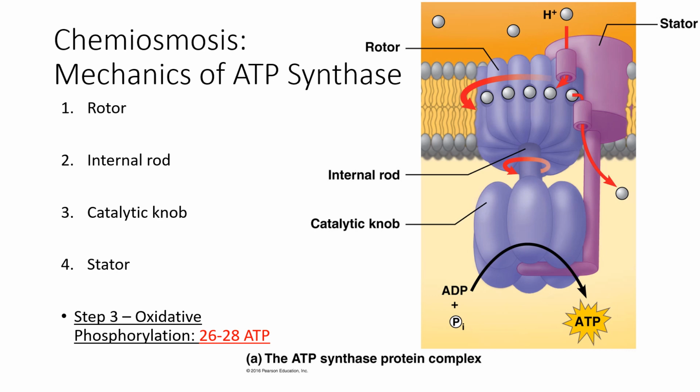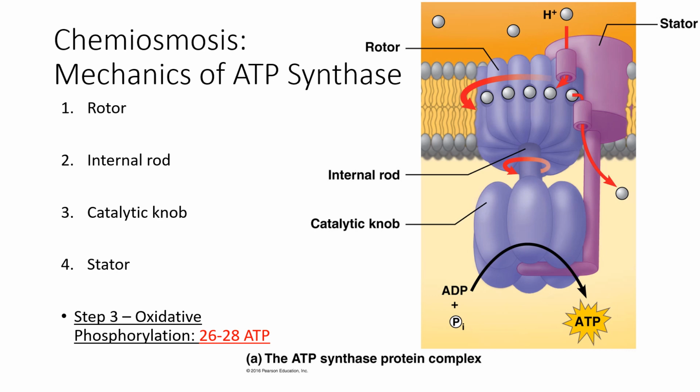So what happens when the shape changes when the substrate is in the binding site is that the rotor will actually spin, which is super cool. When the rotor spins, it causes the next part, the internal rod, to also spin. This is important because the internal rod is attached to that third part, the catalytic knob, which does not spin.